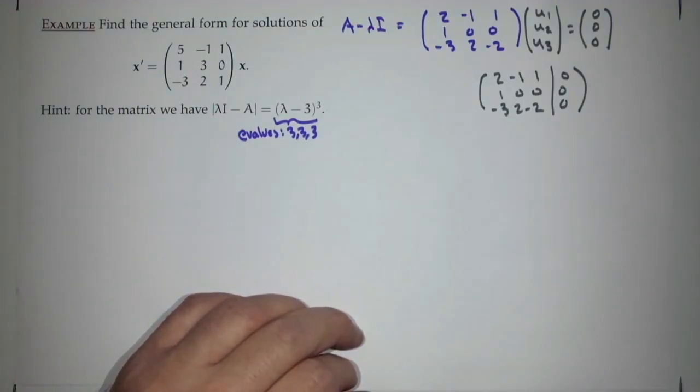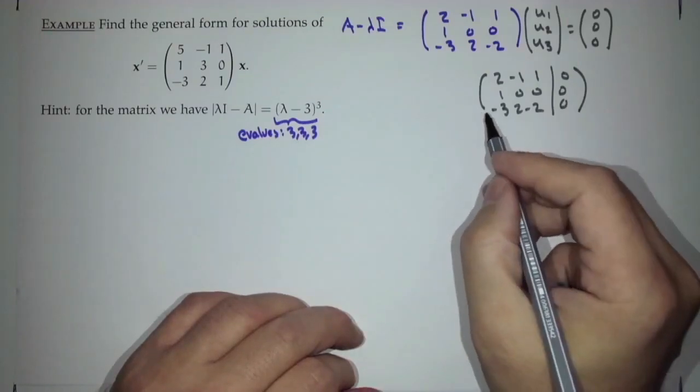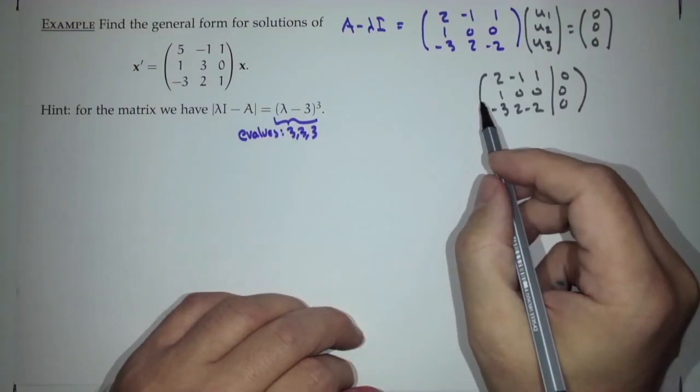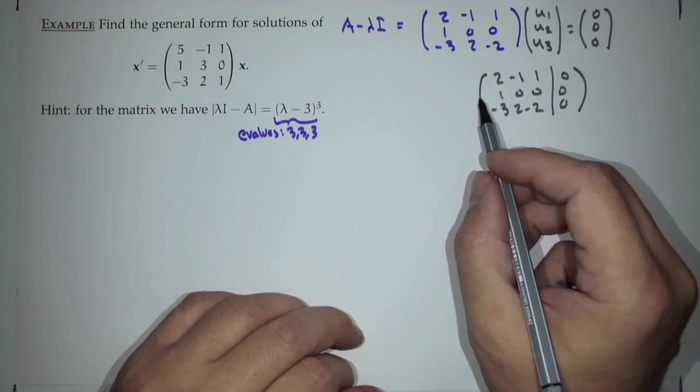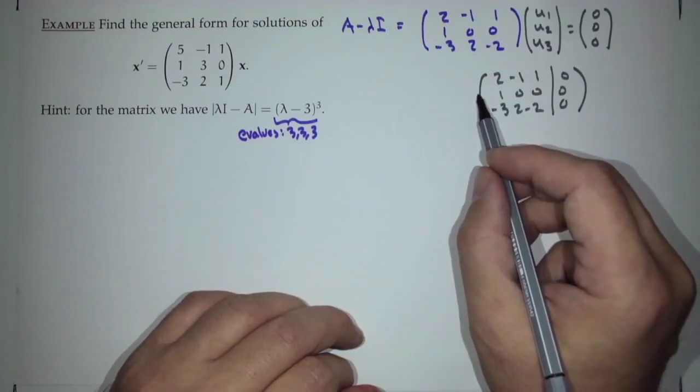Yes? If we subtract the second row from the third row, then the third row becomes a multiple of the first row. Okay, that's one thing. How about we do this really quickly?